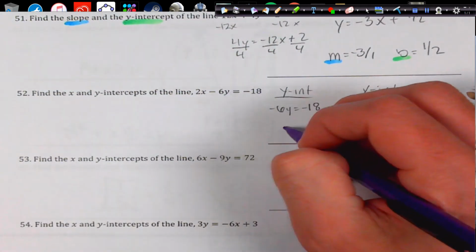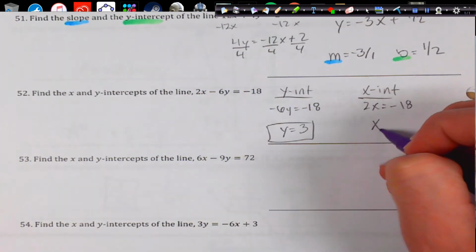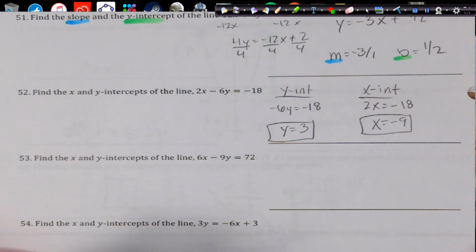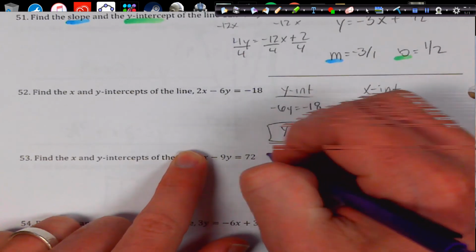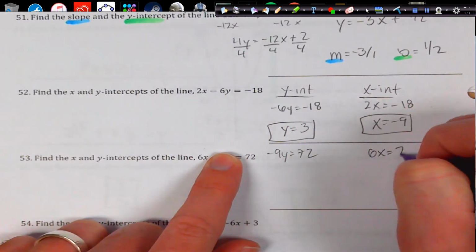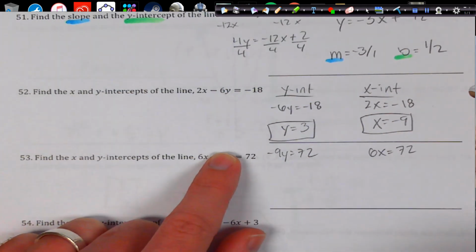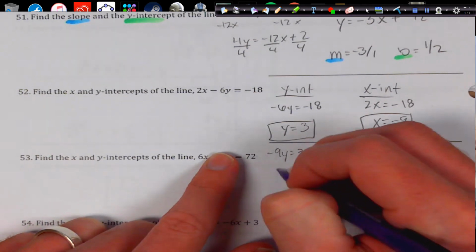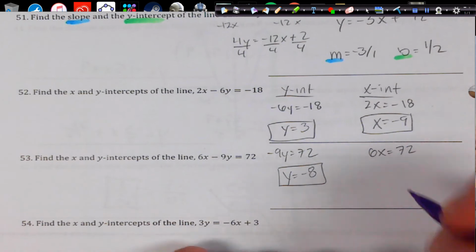Divide by negative 6, y is going to equal 3. And divide by 2, x is going to equal negative 9. It's kind of like the fast way to do that. Same thing we're going to do here. I already have the column set up, so that's going to be negative 9y equals 72, and 6x equals 72. So we're just going to divide 72 by negative 9, and we're going to get y equals negative 8. And over here, it's 72 divided by 6, and we're going to get x equals 12.